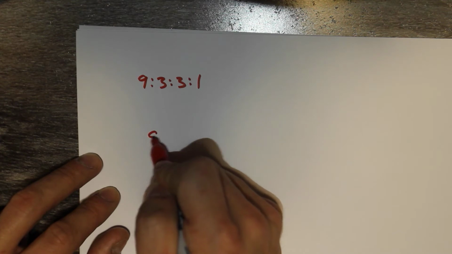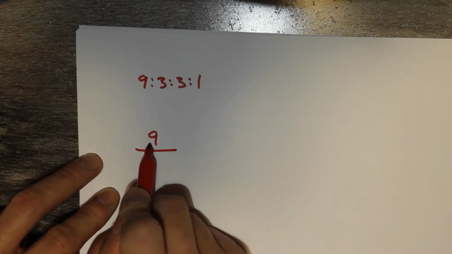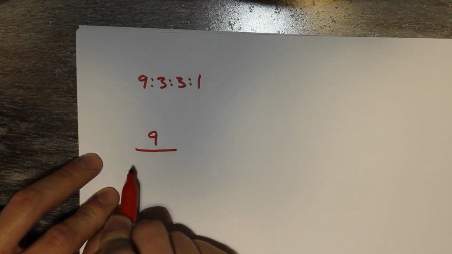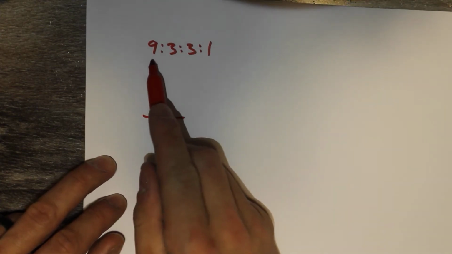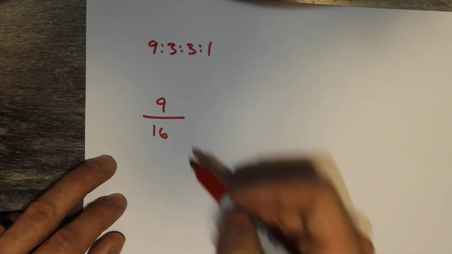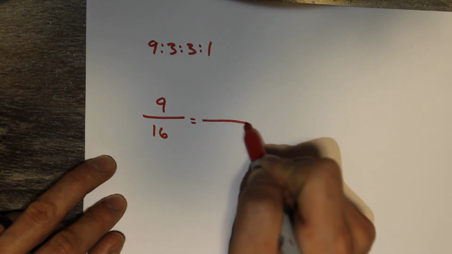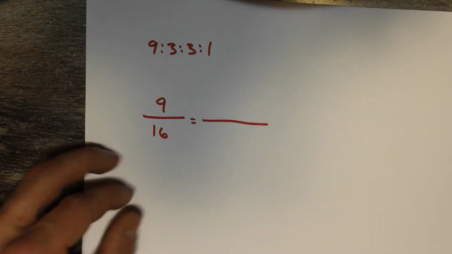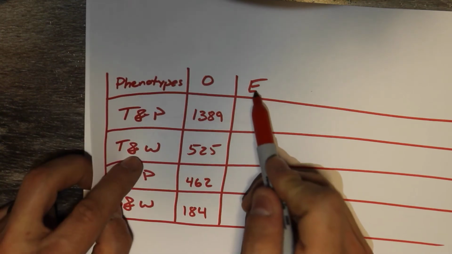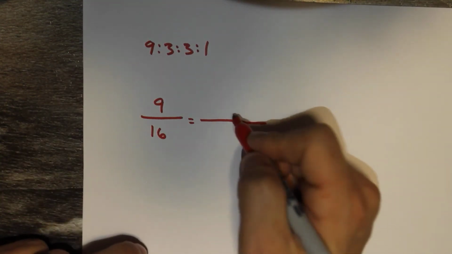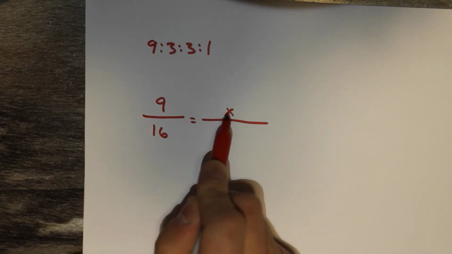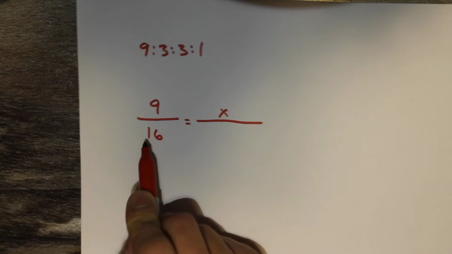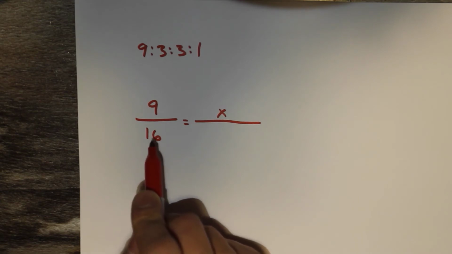So what we're going to do is take this ratio, 9, dominant, over our total, which is 16. How'd I get 16? 9 plus 3 plus 3 plus 1 equals 16. We're going to set up a proportion. We want to find what our expected is for our dominant. So x is on top because we have dominant for the 9. This will be our other dominant over our total for the ratio.